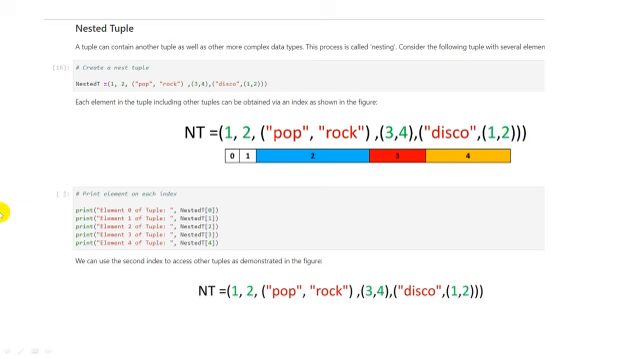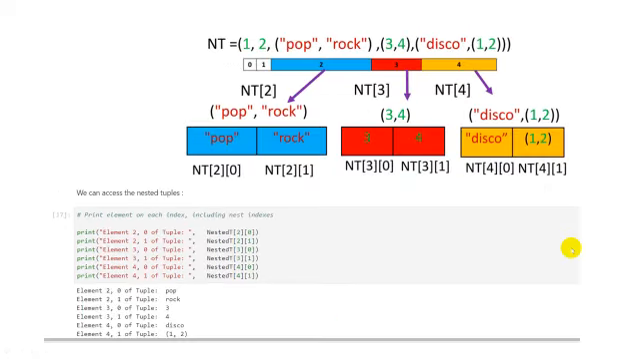So we can access each element of the tuple. For example, if you print element 4 of the nested tuple, what will it give you? It will give you disco, (1, 2). So we can use a second index to access other tuples, as demonstrated in the figure. The next slide shows the nested tuple which is 1, 2, and pop and rock.